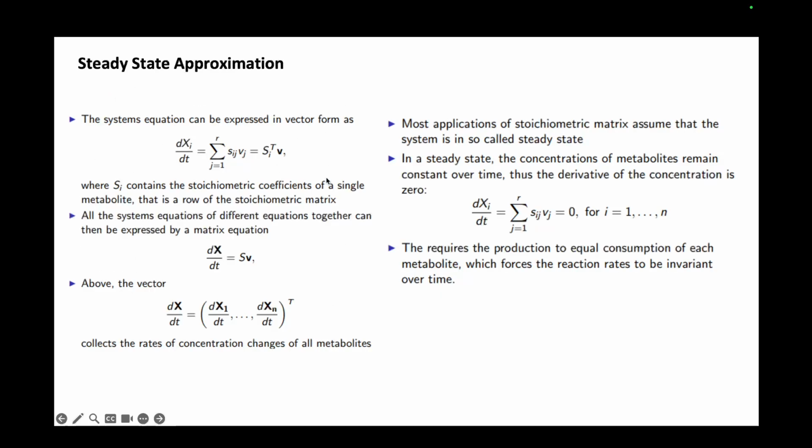Now, for steady state approximation, this is the condition: dx/dt equal to SV. So the rate of change of concentration of a substrate is given by the product of the stoichiometric matrix and the velocity of the reaction, S into V. At steady state, this dx/dt becomes zero, so SV also becomes zero. The required production equals consumption of each metabolite, which forces the reaction rates to be invariant over time. So that is what the steady state is about.